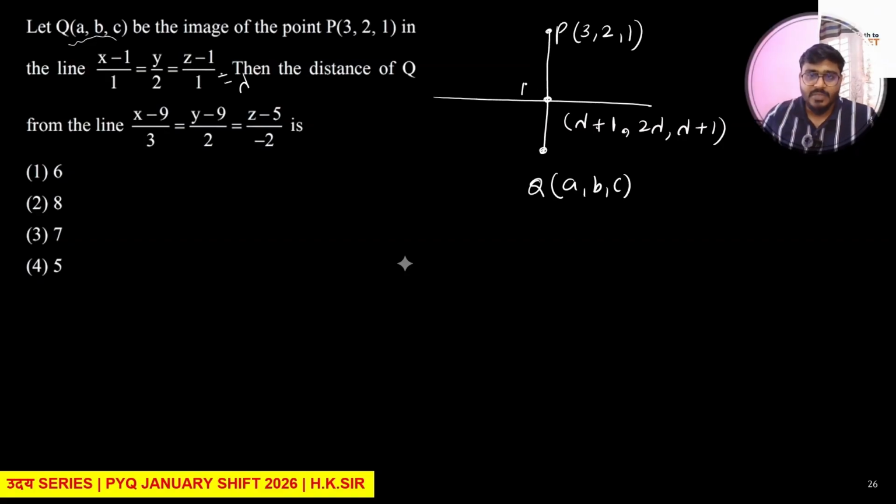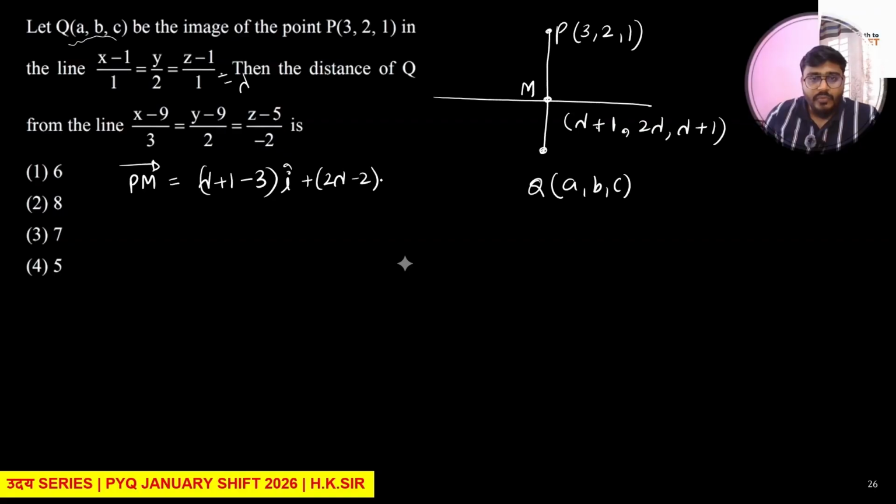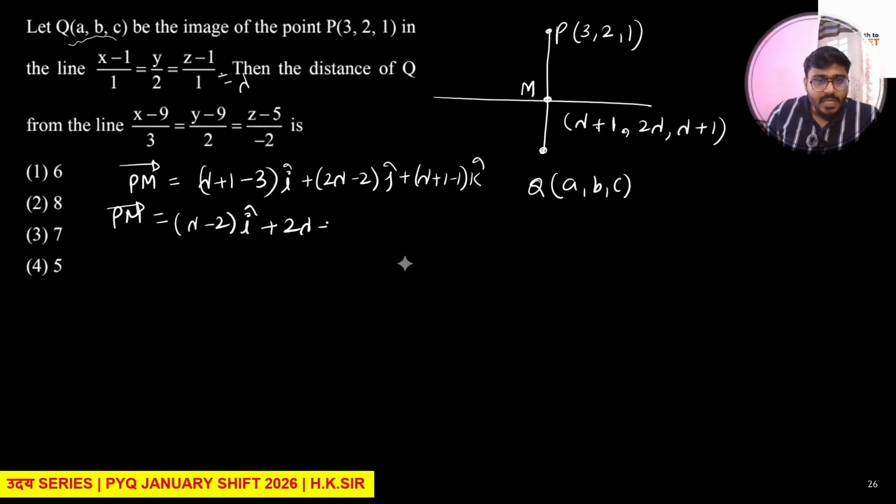Now let's suppose this point is M, so we can find PM vector. So what is PM vector? PM vector is lambda plus 1 minus 3 i cap plus 2 lambda minus 2 j cap plus lambda plus 1 minus 1 k cap. So PM vector is equal to lambda minus 2 i cap plus 2 lambda minus 2 j cap plus lambda k cap. This is PM vector.